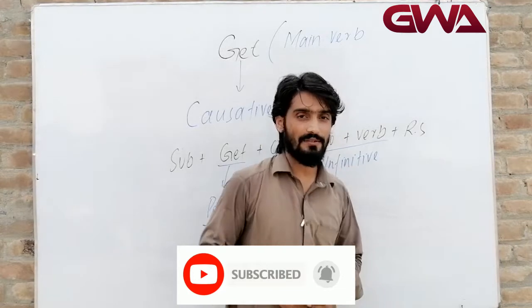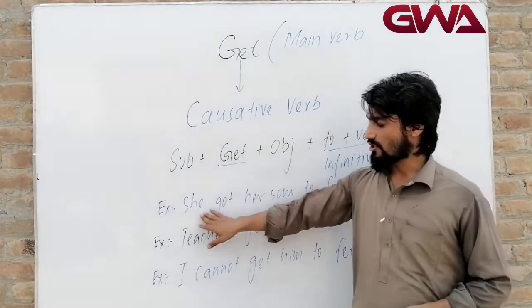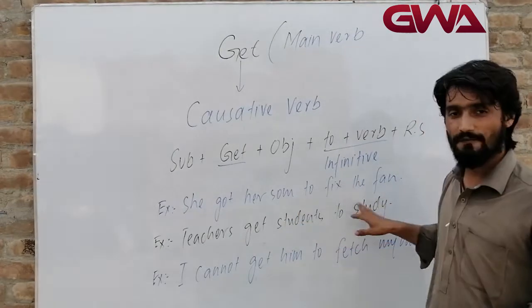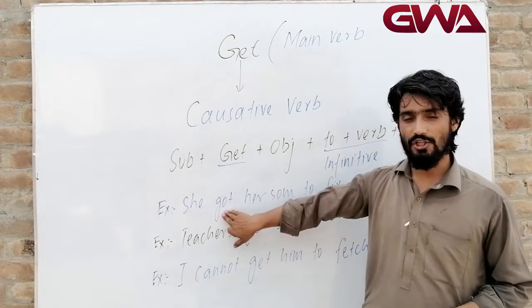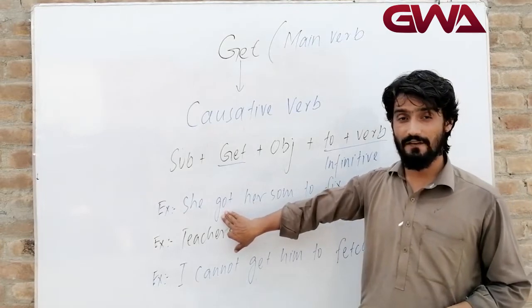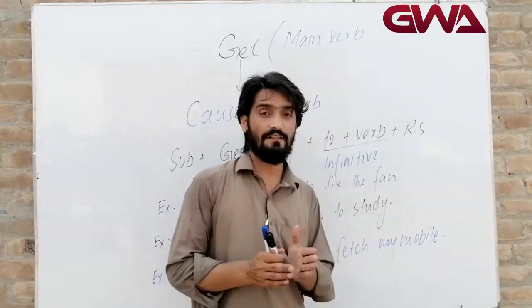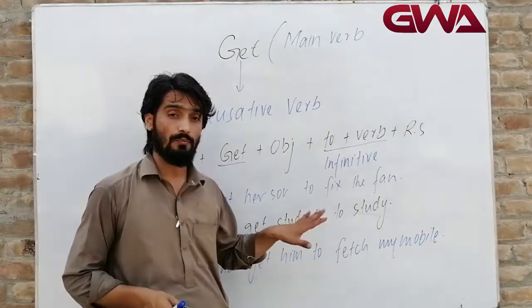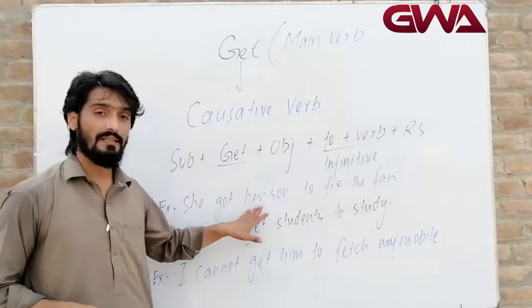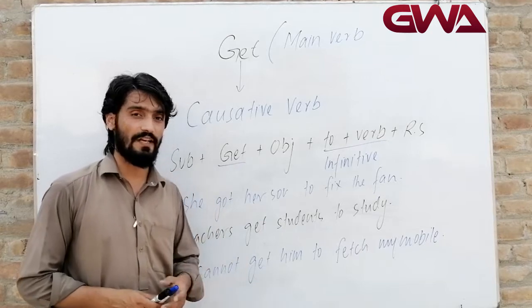Let's have examples. Here are the examples. She got her son to fix the fan. It means that she persuaded, convinced her son to fix the fan. Now, who fixed the fan? Her son. How? She persuaded him. She convinced him to fix the fan.